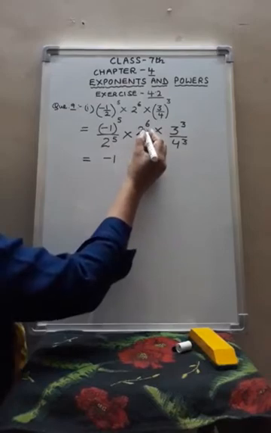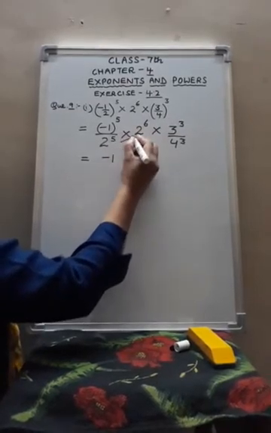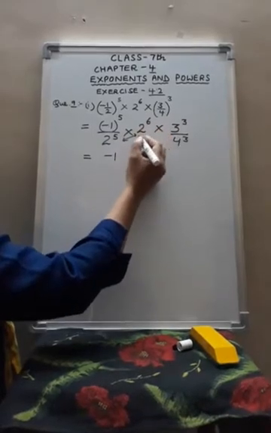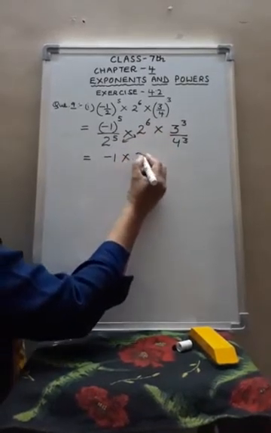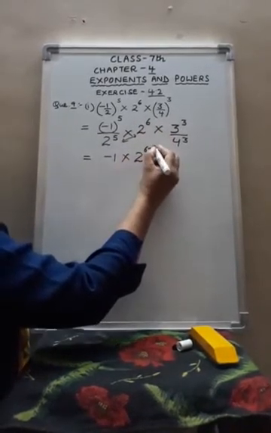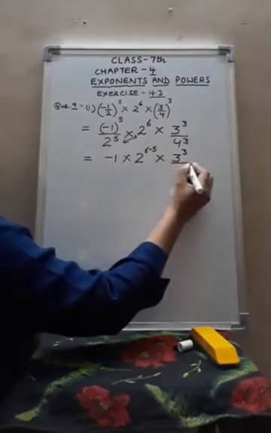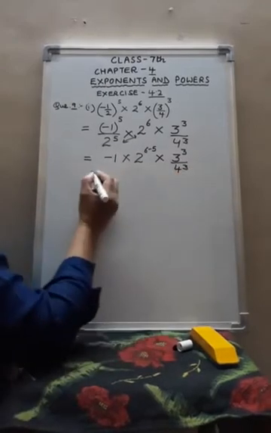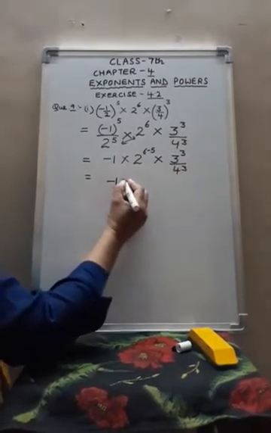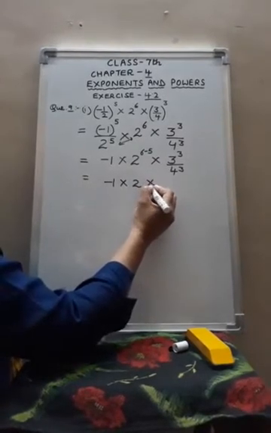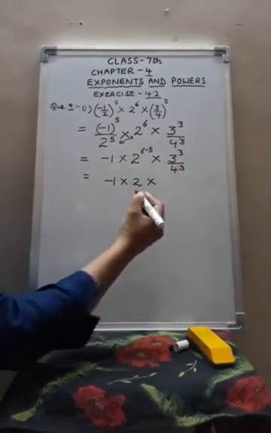And 2 to the power 6 upon 2 to the power 5. If you apply the law of exponents, 2 to the power 6 divided by 2 to the power 5 will become 2 to the power 6 minus 5 into 3 to the power 3 upon 4 to the power 3. So this becomes minus 1 into 2 to the power 1 multiply by, now you have to simplify this.